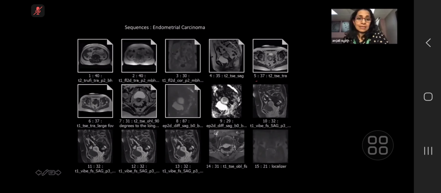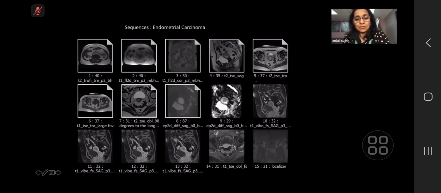Now, the sequences that we need to image endometrial carcinoma are, again, 3 planes of T2, T2 axial, coronal, and sagittal. There will be a T1 axial, T1 fat sat. We'll have additional sequences, diffusion weighted and ADC map. And then we'll have post-contrast sequences.